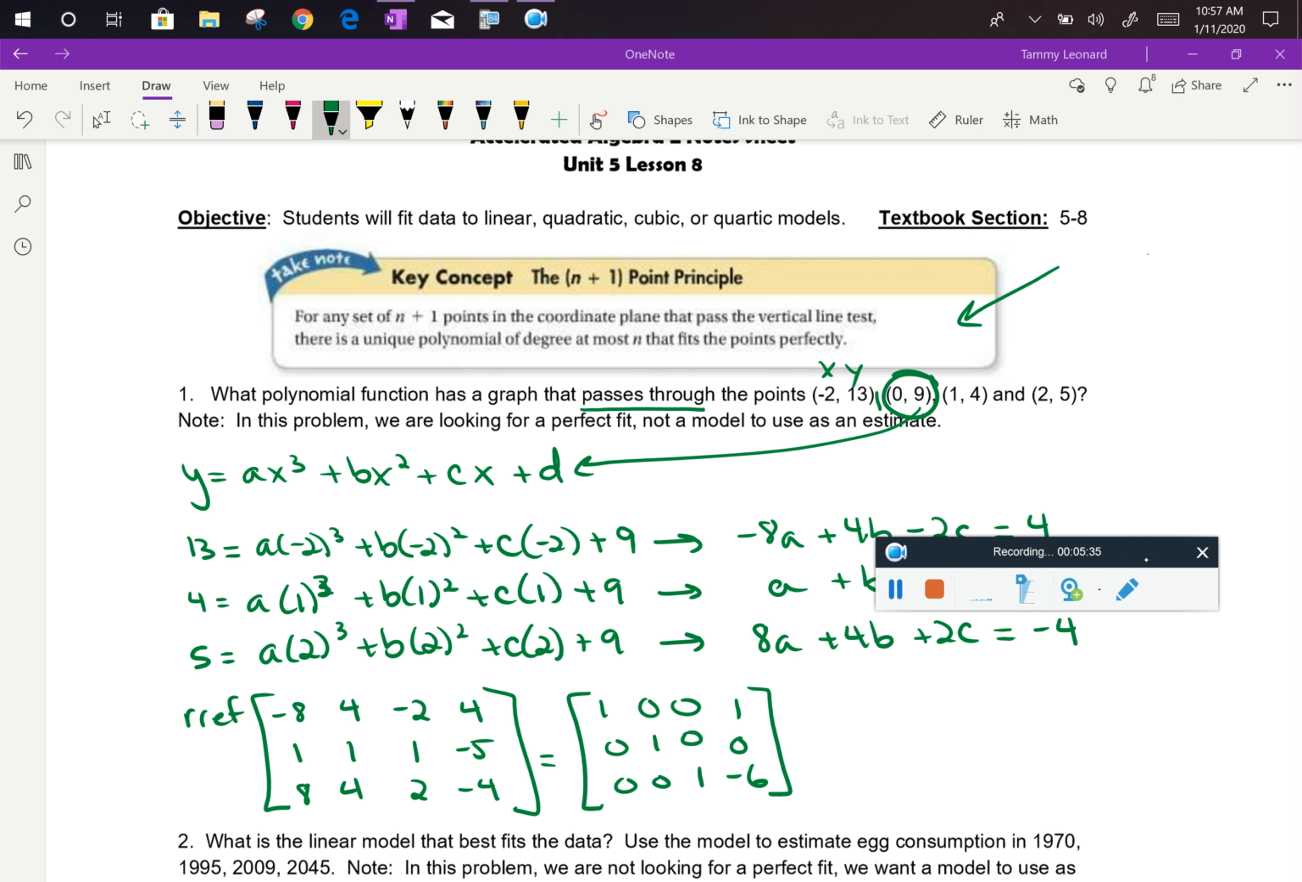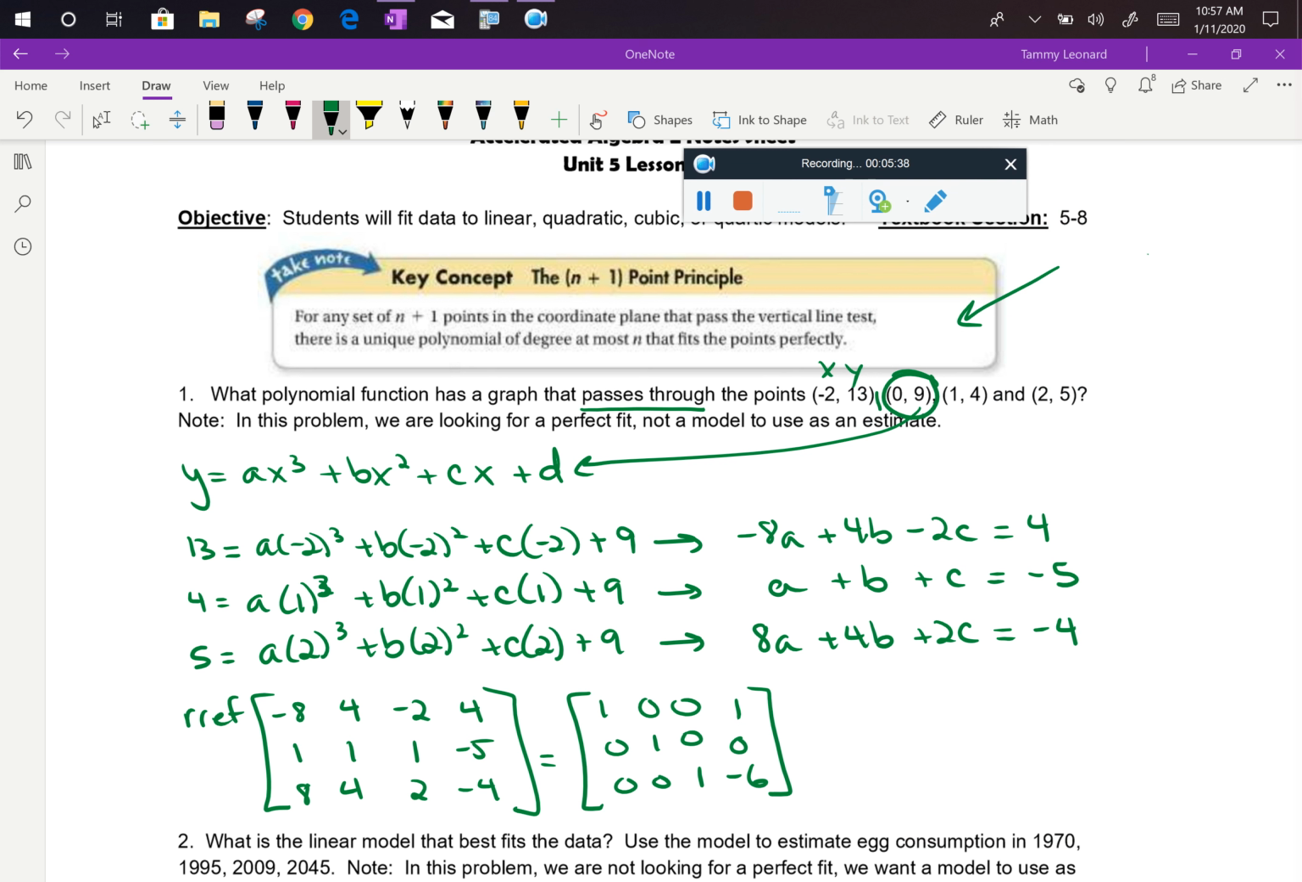So we have to remember what this means. Remember, the matrix is giving me an A value, a B value, and a C value. We already knew the D value. So the polynomial is y equals x cubed, because it's 1x cubed. I don't need to write plus 0x squared, so I'll write minus 6x and plus 9.